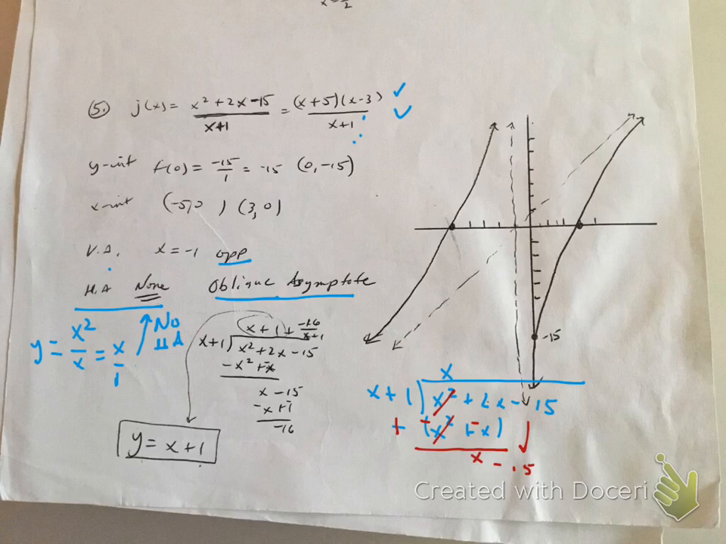So if x goes into x one time, so I get x plus 1. I have to remember to subtract that, so let's get a different color. And when I distribute the negative, I end up with a remainder of negative 16. So the oblique asymptote is going to be y is equal to x plus 1.